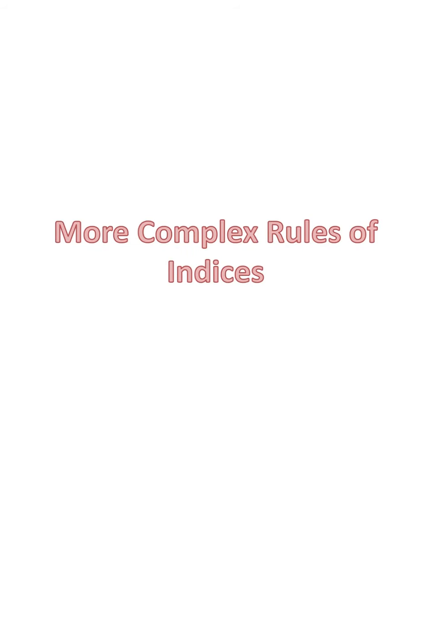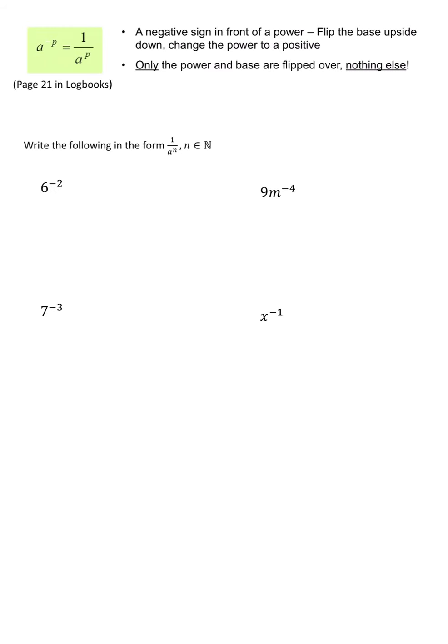In this video, we're going to be looking at some more complex rules of indices. Now, the first new rule is negative indices. A negative sign in front of a power means we flip the base upside down and change the power to a positive. It's only the power and the base that are flipped over, nothing else.